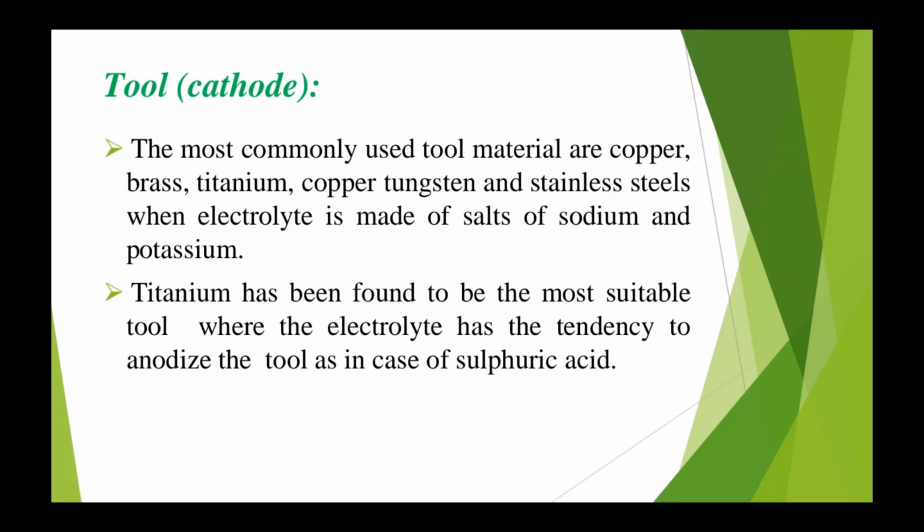Now we'll see the tool, that is the cathode. The most commonly used tool materials are copper, brass, titanium, copper tungsten, and stainless steel. When the electrolyte is made of salt of sodium and potassium, titanium has been found to be the most suitable tool, where the electrolyte has a tendency to ionize the tool, as in the case of sulfuric acid. The other tool materials are aluminum, graphite, bronze, platinum, and tungsten carbides.